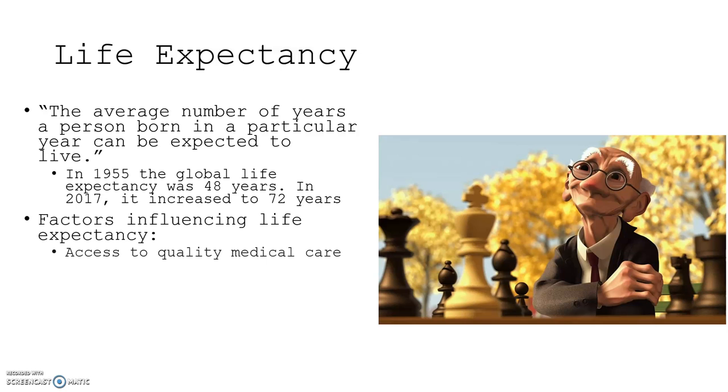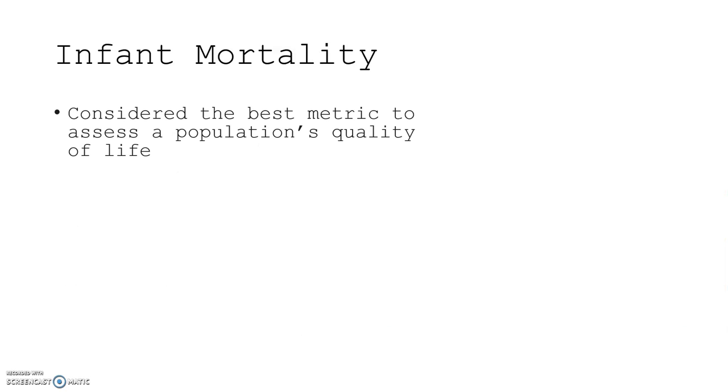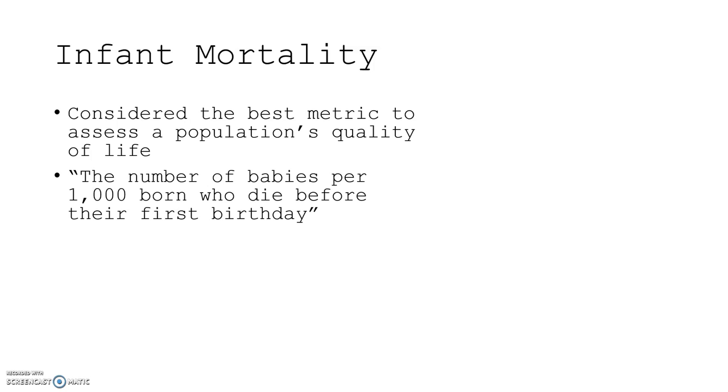Factors that influence life expectancy: access to quality medical care, access to good sources of nutrition and clean water, laws and regulation protecting workers, education opportunities, and then access to quality sanitation. Infant mortality is considered the best metric to assess a population's quality of life. The number of babies born per 1,000 people who die before their first birthday.